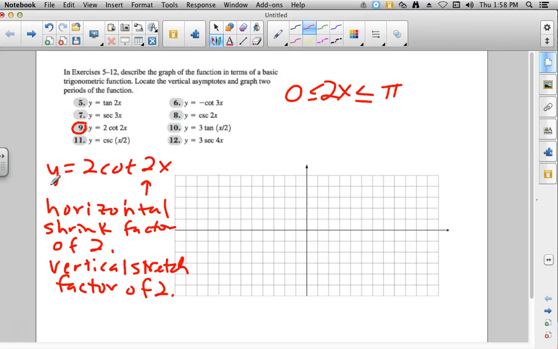What's that going to do? Well, if we divide everything by 2, that's going to take us from 0 to pi over 2. So those are going to be our asymptotes. And now we need to leave some room right in the middle for our 0 to show up. So that's going to be at pi over 4. So a good increment to use for this one would be pi over 4.